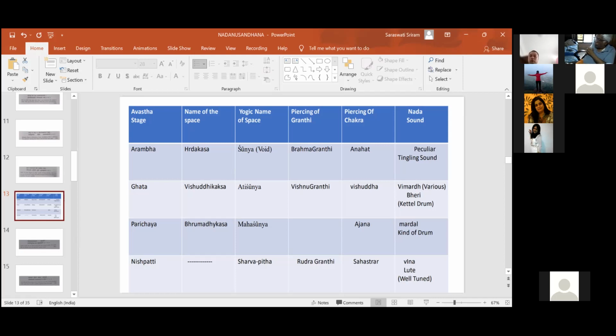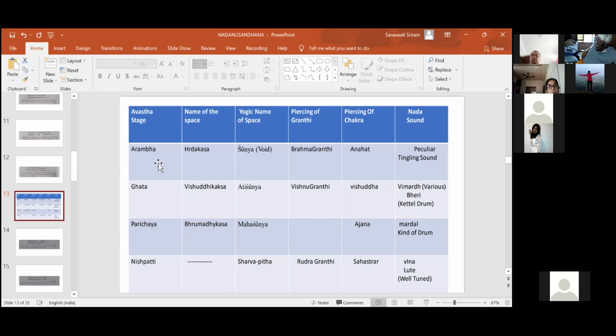First is the Arambha Avastha, which I already explained yesterday in the shlokas. In the first stage, the space is the Hridaya Akasha. I told you, just behind the heart, that space is called Hridaya Akasha. And there is a yogic name given in the shloka: it is called Shunya. In every shloka this word is given. That means it is void.